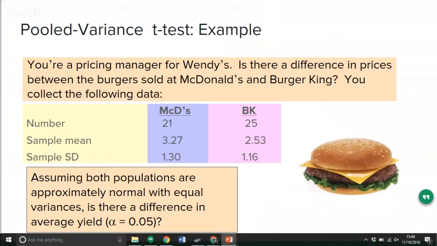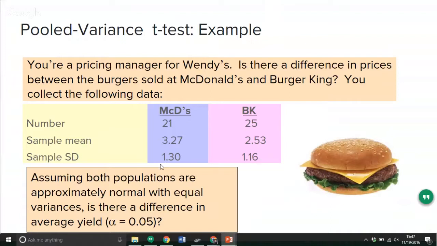How would this work? You're a pricing manager for Wendy's. Is there a difference in prices between the burgers sold at McDonald's and Burger King? So you go out and collect the data, and you see the sample size: 21 different types of burgers on the menu at McDonald's, 25 different types of burgers on the menu for Burger King. Sample mean price at McDonald's is $3.27, Burger King $2.53. The sample standard deviation is $1.30 at McDonald's and $1.16 at Burger King.